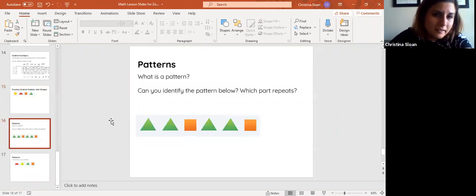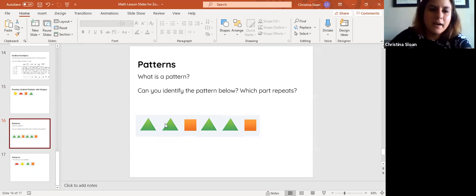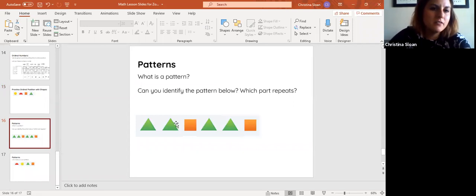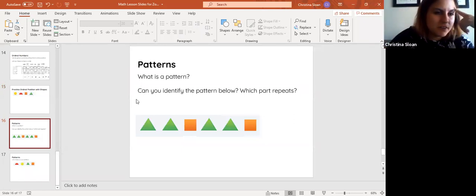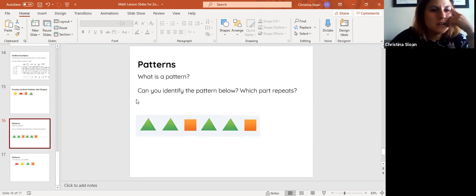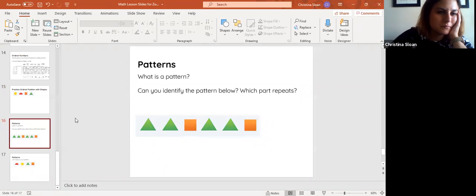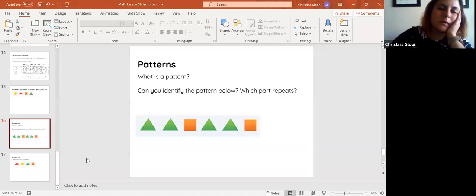Now we only have about 5 minutes left, so we're gonna do this really quick, but we're gonna talk about patterns. Give me a thumbs up if you've heard the word pattern before. I got a couple of thumbs ups here. Sebastian, can you remind me what is a pattern, or what do you remember about patterns?